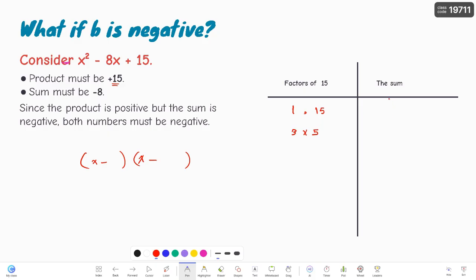On the other hand, in this column, we are looking for their sum. So 1 and 15, their sum, 1 plus 15, is equal to 16. And 3 and 5, the sum is equal to 8. And this is exactly what we are looking for. I'm looking for two factors whose product is equal to 15 and whose sum is equal to 8, the term in the middle or the coefficient of the linear term. So I'm going to write here 3 and write here 5, and you are done. So this is how you factor the quadratic trinomial.